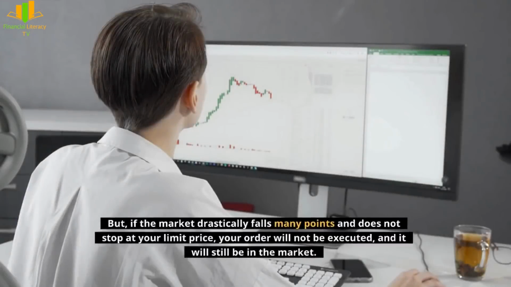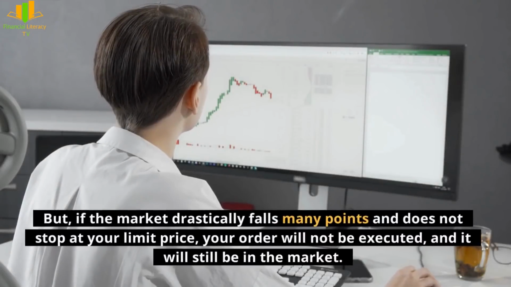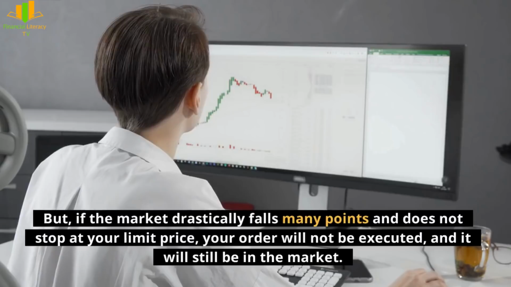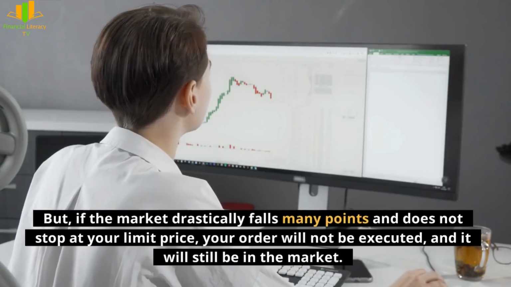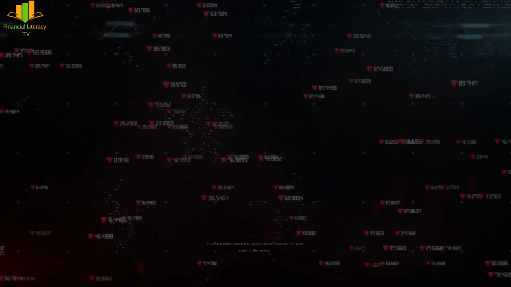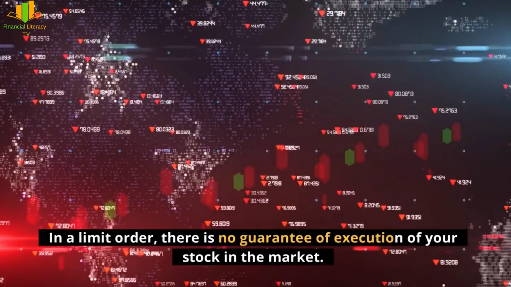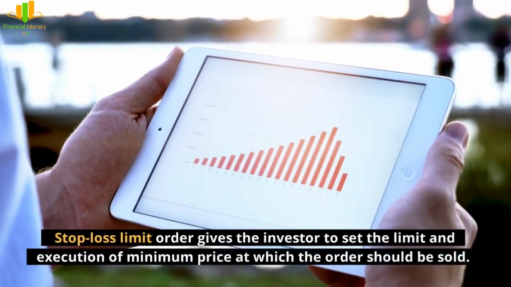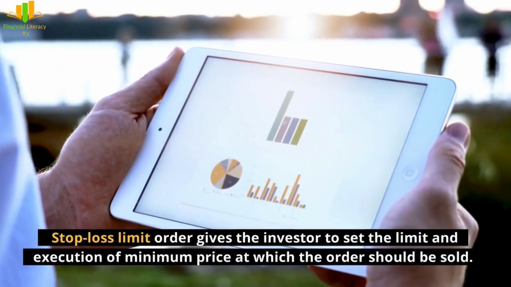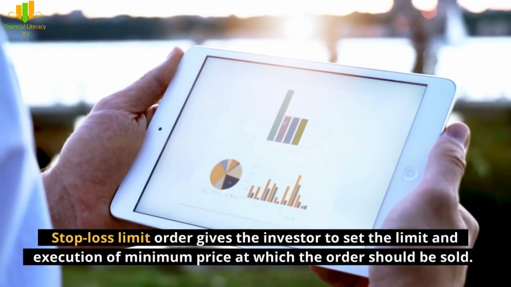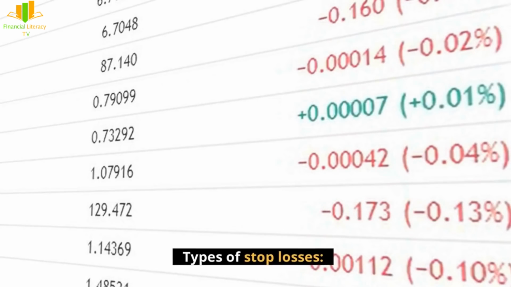But if the market drastically falls many points and does not stop at your limit price, your order will not be executed, and it will still be in the market. In a limit order, there is no guarantee of execution of your stock in the market. Stop-loss limit order allows the investor to set the limit and the minimum price at which the order should be sold. Types of stop-losses.